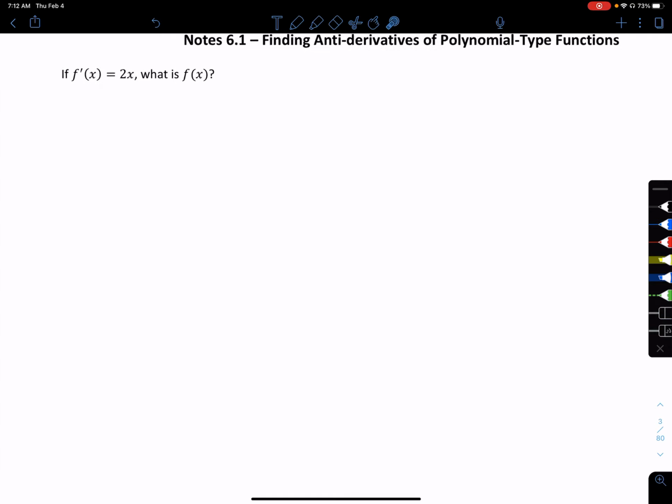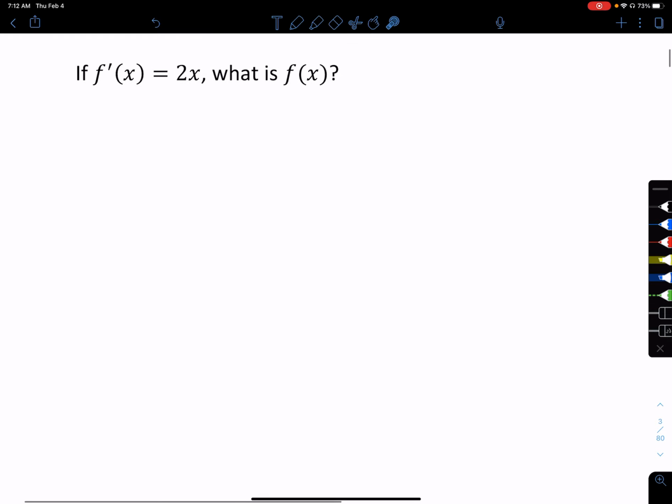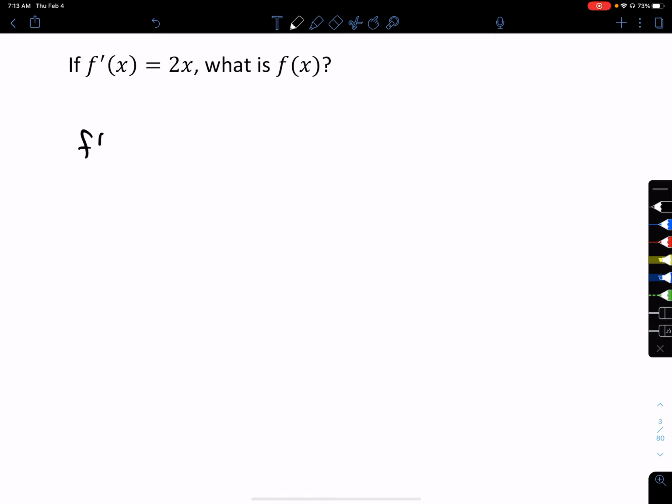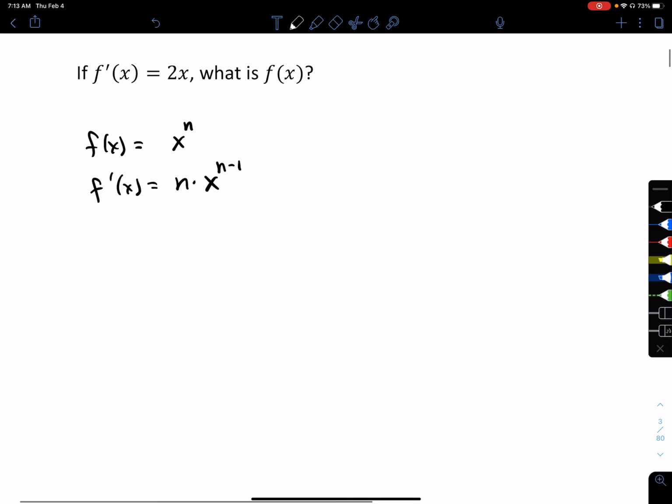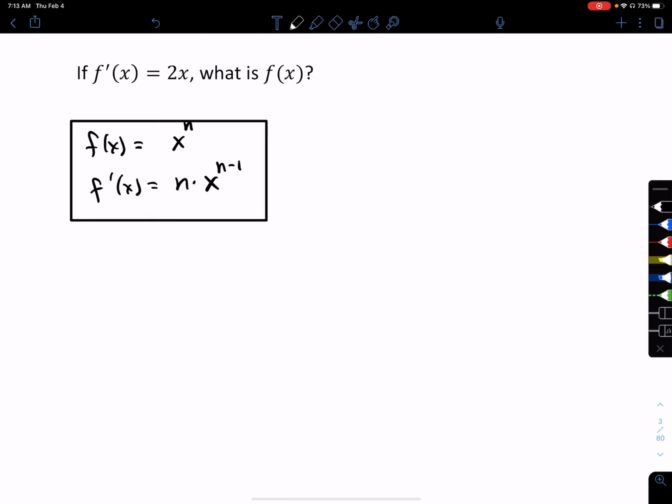Let's focus on an elementary example. If f prime of x is 2x, what is f of x going to be? Now, if you remember the power rule of differentiation, if you had f of x equals, let's say, x to the n, for f prime we would move the exponent to the coefficient and subtract 1 from the exponent. So that's how we found the derivatives with the power rule.